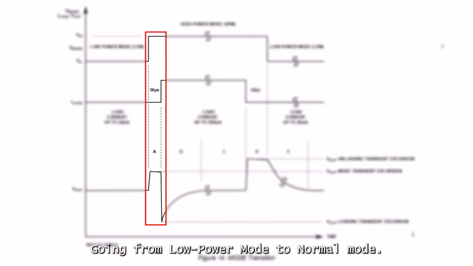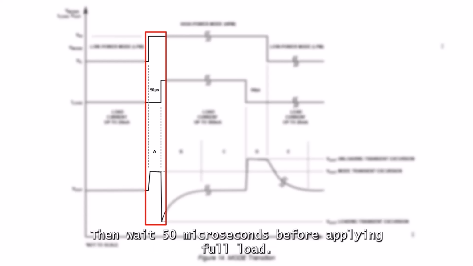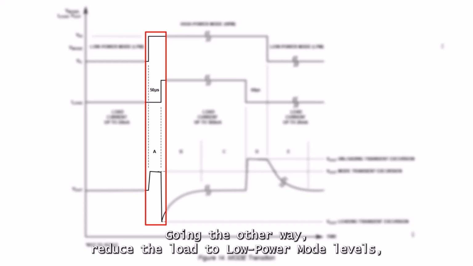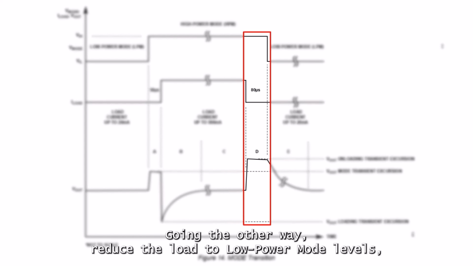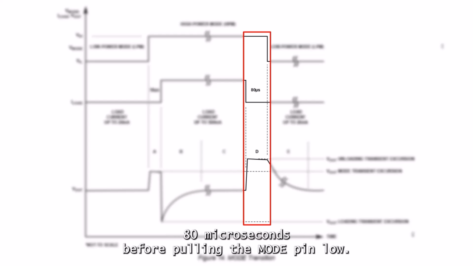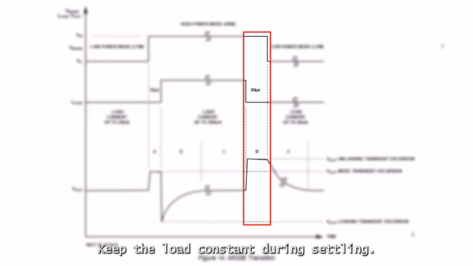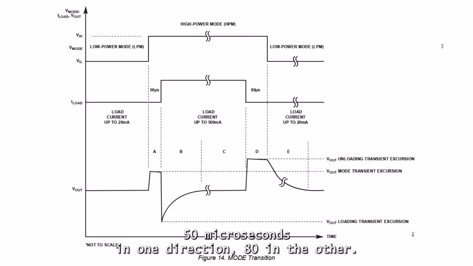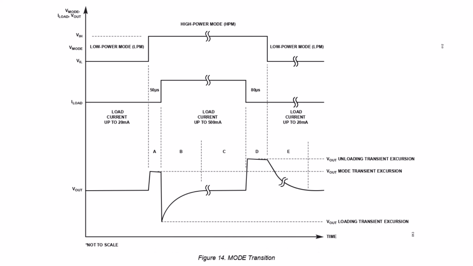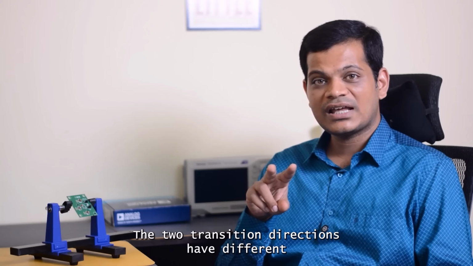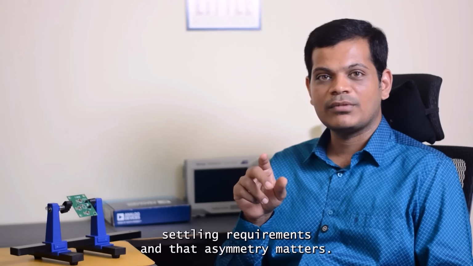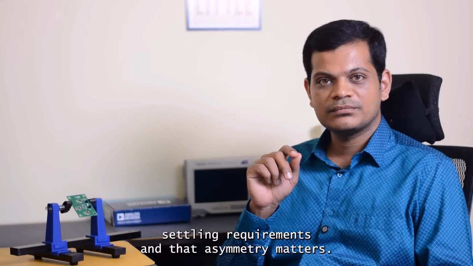Going from low power mode to normal mode, keep the load at or below 1 milliamp. Drive the mode pin high, then wait 50 microseconds before applying full load. Going the other way, reduce the load to low power mode levels, 80 microseconds before pulling the mode pin low. Keep the load constant during the settling, 50 microseconds in one direction, 80 in the other. The two transition directions have different settling requirements, and that asymmetry matters.